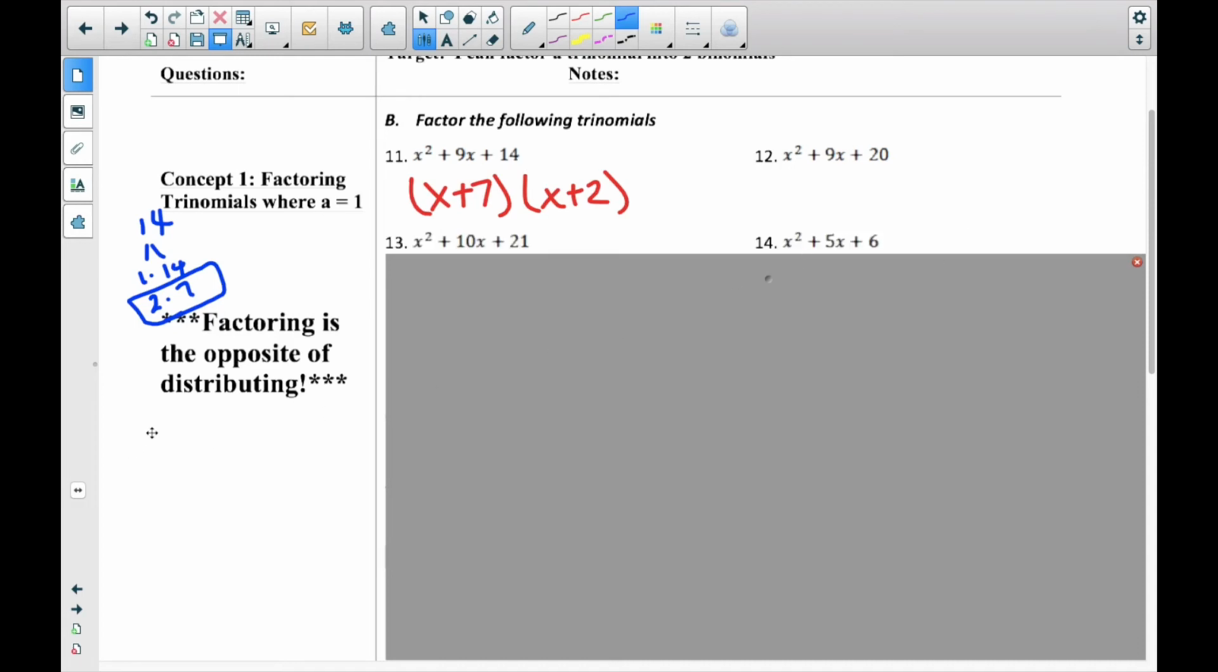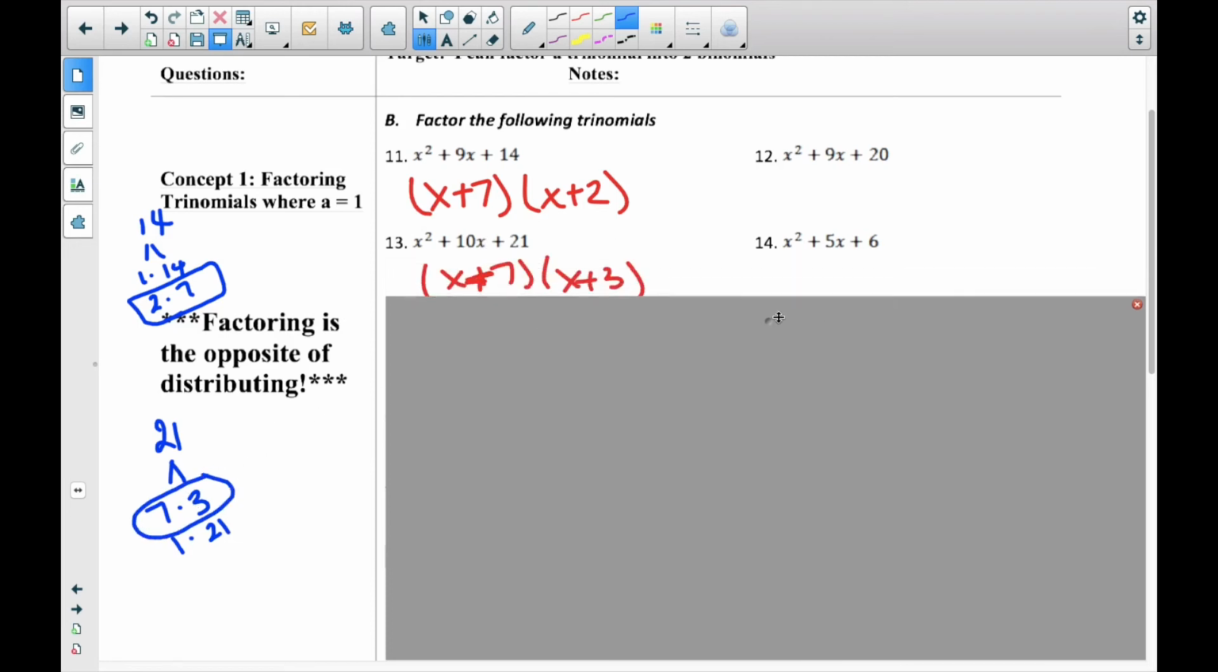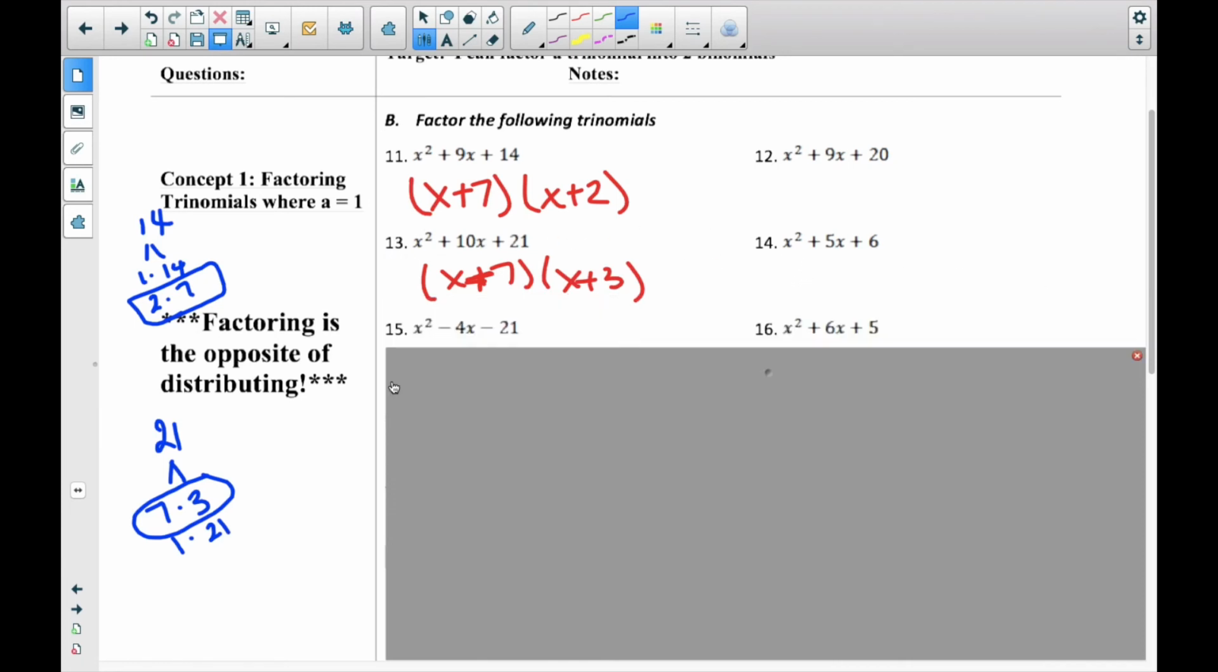Let's look at the next one, 21. Well, if we break down 21, we could say that's 7 times 3, or it's 1 times 21. Either one of those, they're all positive, so we're sticking with positive. We want to add up to the middle. Well, that's going to be 7 and 3, isn't it? So our answers are going to be x plus 7, x plus 3. And again, they could be in either order. Last example, this time we have a negative 21.